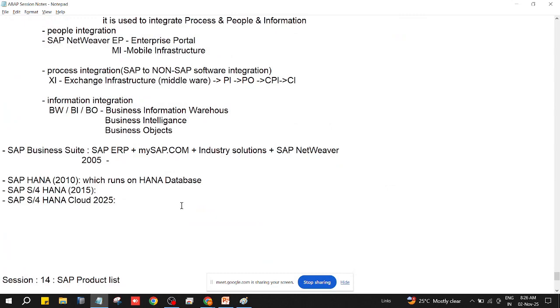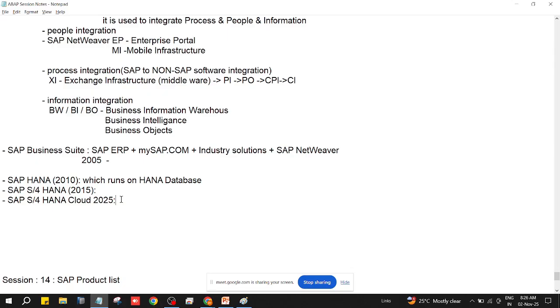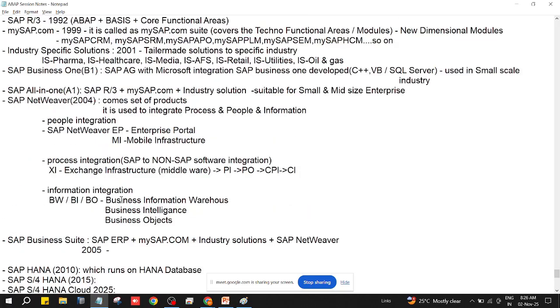Central Finance, Central Employment, Central Employees. So SAP keeps on changing the naming conventions as well. Okay, this is about the entire product list. If you go to the SAP shop, these many products are there.